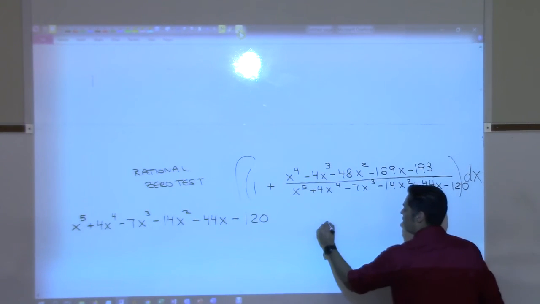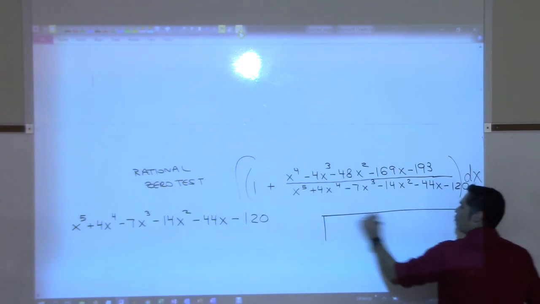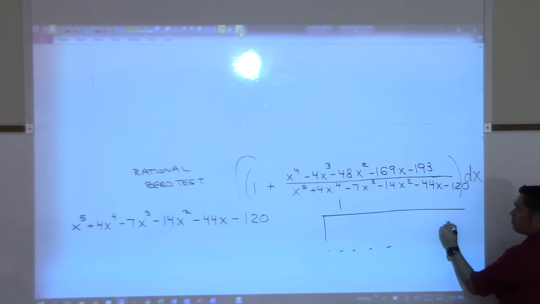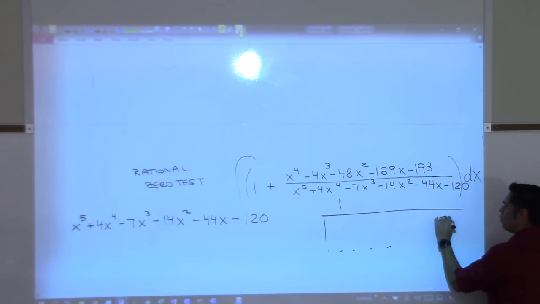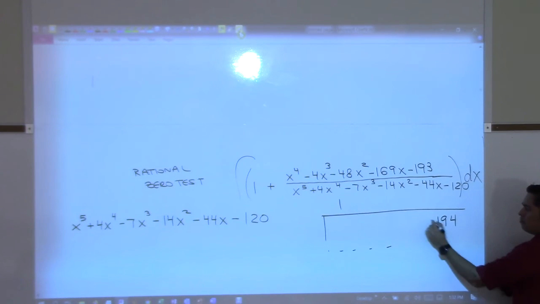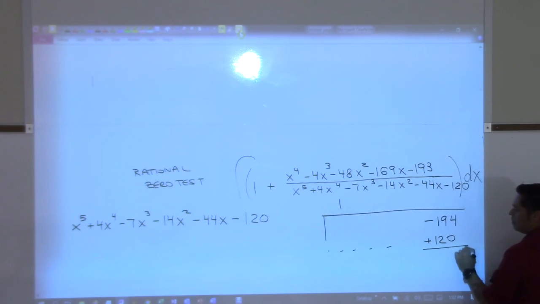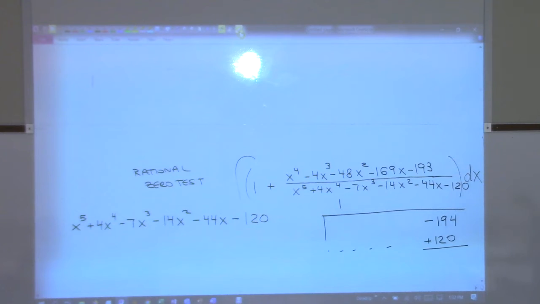Remember we had the long division, it went like this, and we did 1 here, and then all that stuff, and at the very end, what was that last one over here? It was negative 194, and we had down here +1. So it's actually going to be +120. So what's that? Negative 74. Now is that right?